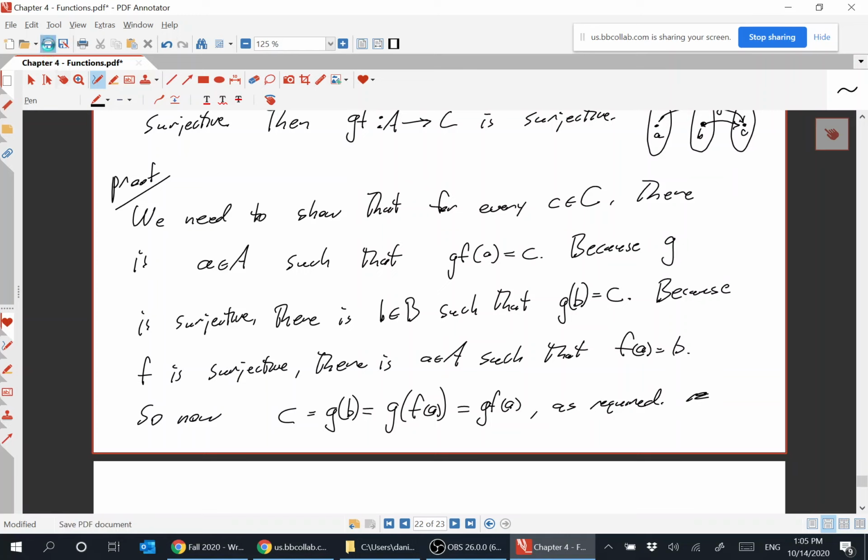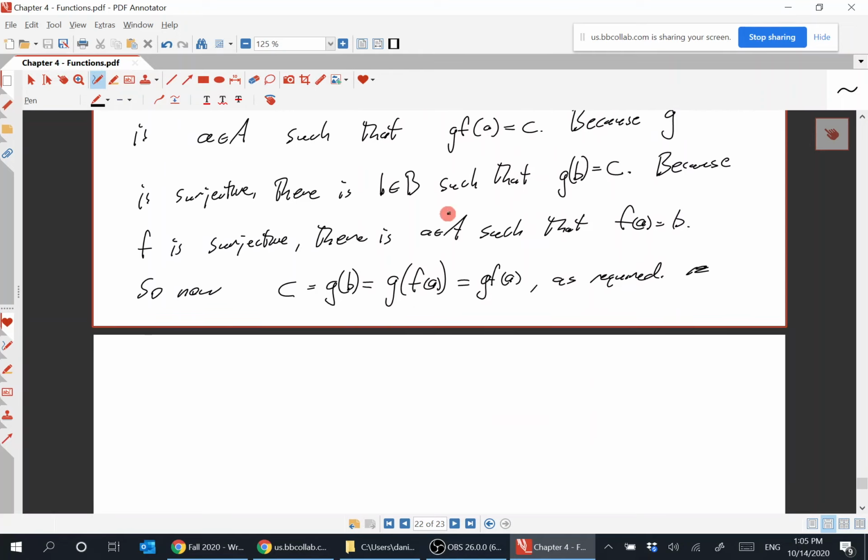Okay, so when you take compositions of injective functions, you get injective functions. Compositions of surjective functions, you get surjective functions. So compositions of bijections is bijections.